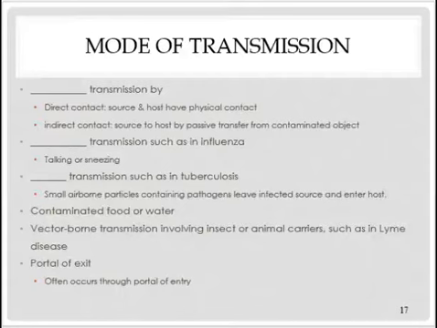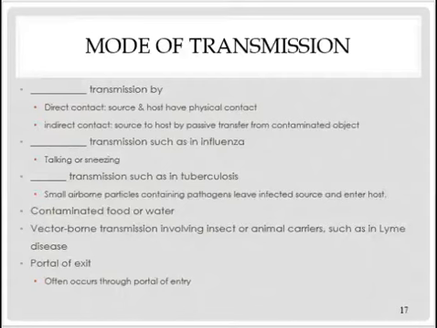Indirect contact transmission involves the transfer of microorganisms from a source to a host by passive transfer from a contaminated object. The contaminated articles or hands may be the source of the infection. For example, patient care devices like your glucometers and electronic thermometers may transmit pathogens if they are contaminated with blood or body fluids.